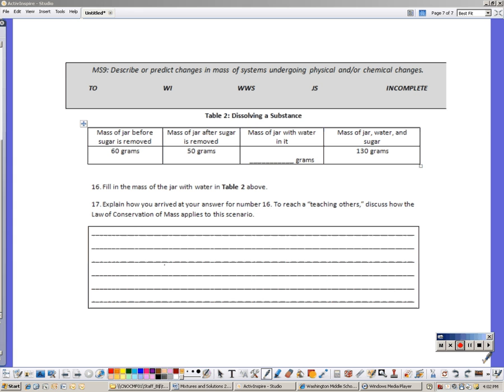MS9. Describe or predict changes in mass of systems undergoing physical and/or chemical changes. Wasn't this a fun question? One thing I need to clarify right up front is that there are two jars in this problem. In Table 2 it talks about the mass of some jar before and after you do all these things.